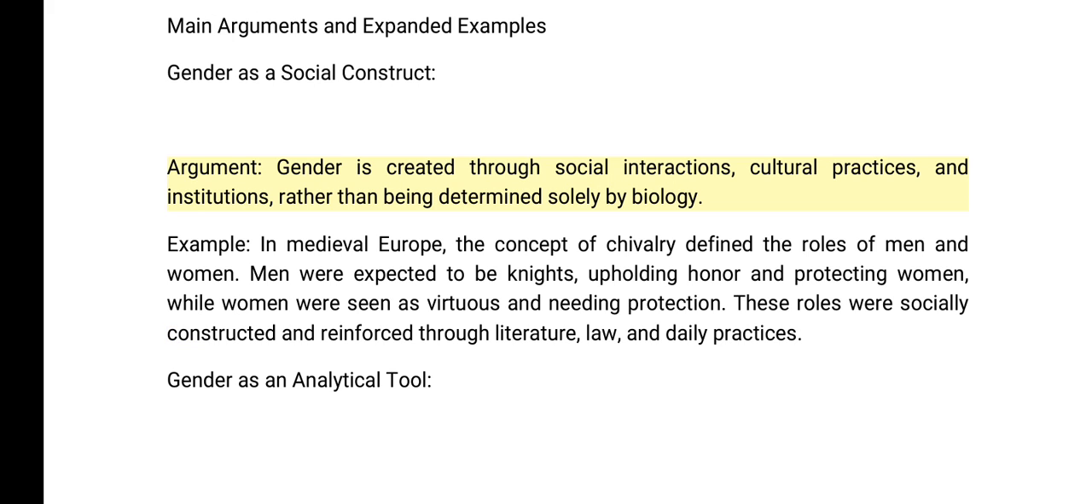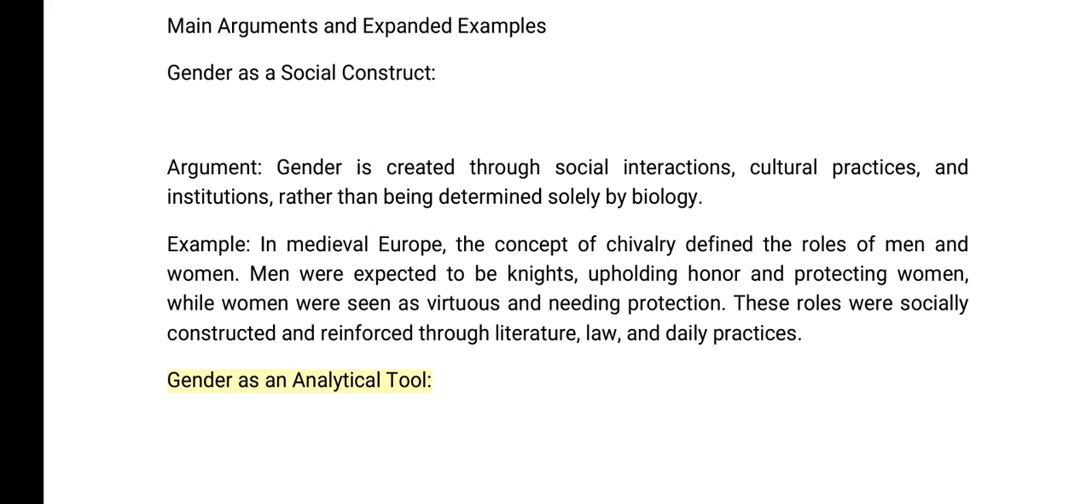Argument. Gender is created through social interactions, cultural practices, and institutions, rather than being determined solely by biology. Example. In medieval Europe, the concept of chivalry defined the roles of men and women. Men were expected to be knights, upholding honor and protecting women, while women were seen as virtuous and needing protection. These roles were socially constructed and reinforced through literature, law, and daily practices.